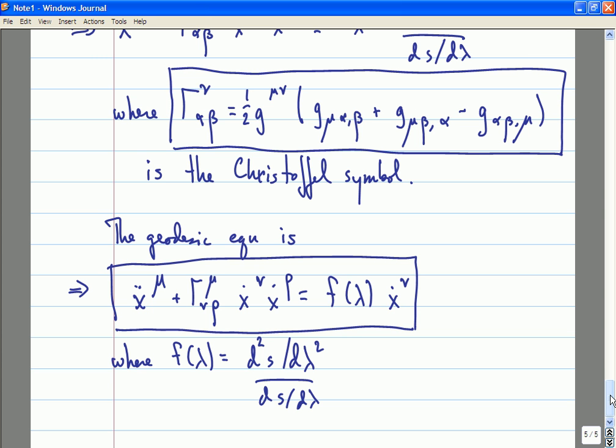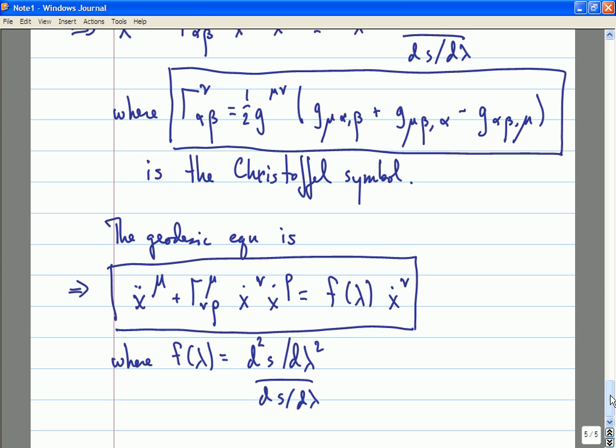Now, just to answer your question a little more fully, although I have written the Christoffel symbol as a symbol with one upper and two lower indices, it is not a tensor. That's something you showed on your first problem set, although you didn't know you were showing it. And we'll discuss that. That's a very important fact that we will discuss in a minute.